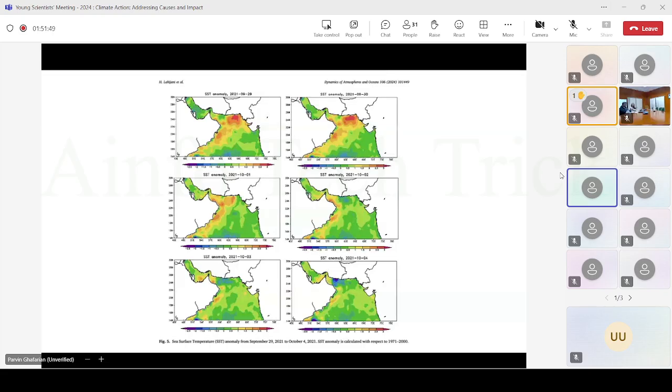After the cyclone passed, the SST decreased by around 2 degrees Celsius. By October 2, the SST behind the cyclone was negative compared to the average, while it remained about 1.5 degrees Celsius above average in front of the cyclone. 2 days later, the SST dropped to 27 degrees Celsius, indicating a cooling effect after the storm. Here you can see the cooling effect after the storm passed from this area.